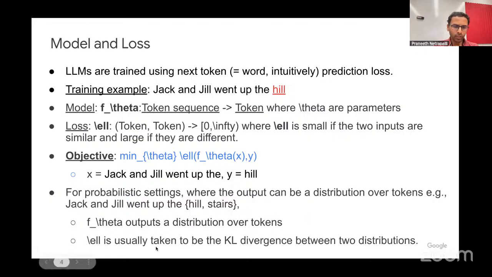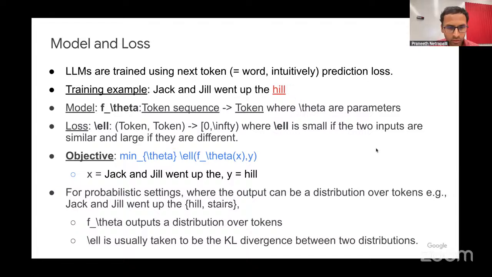And L is usually taken to be the KL divergence between two distributions: one being the output distribution over the entire vocabulary, the other being the delta distribution, which puts a mass of 1 on the token that actually appears in the training data and 0 on all the other vocabulary items.